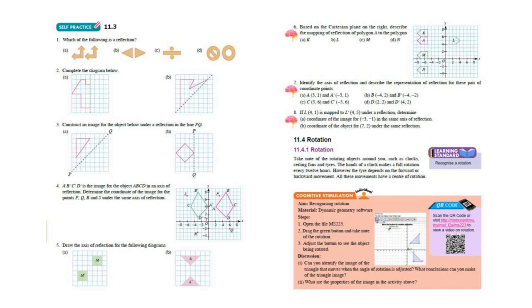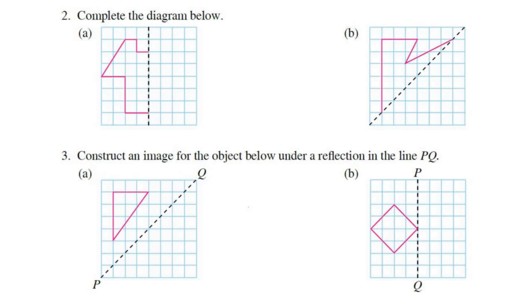Now we are going to see question number 2. Okay, this is question number 2. We need to complete the diagram below. Based on the diagram here, all this diagram is asking you to complete by using the concept of reflection. That means the middle dashed line here represents the axis of reflection.